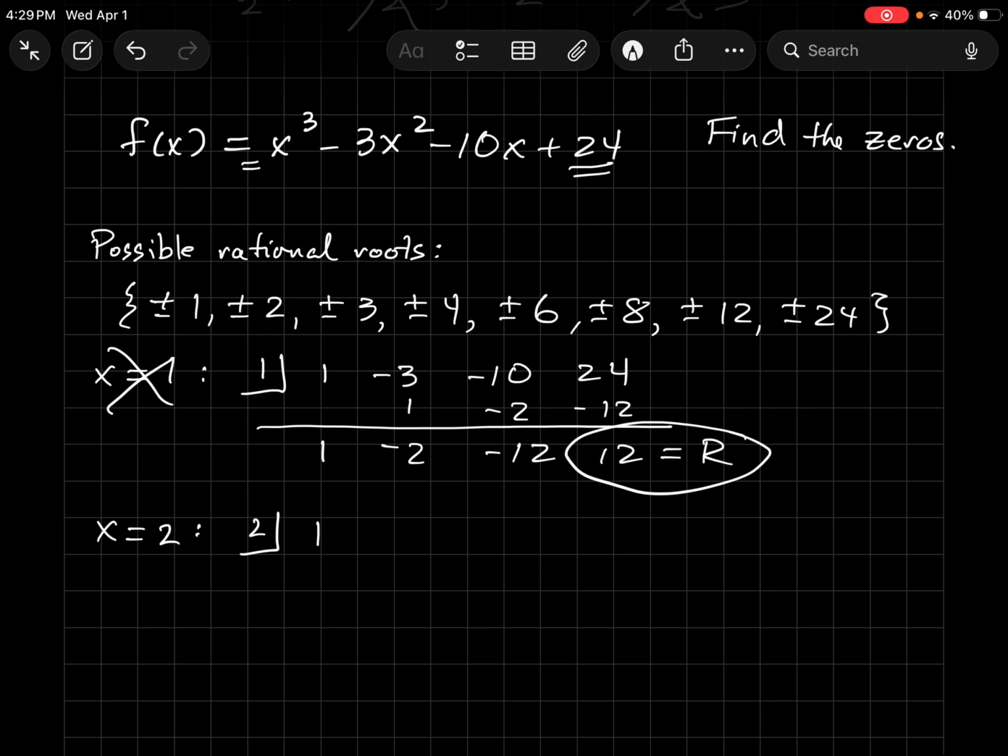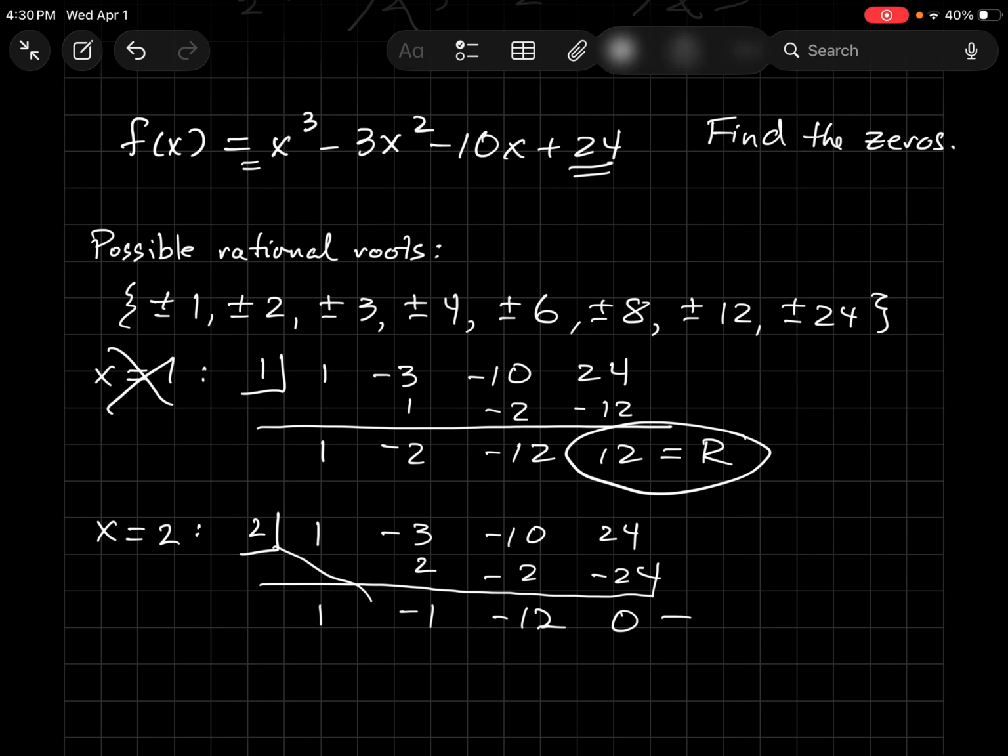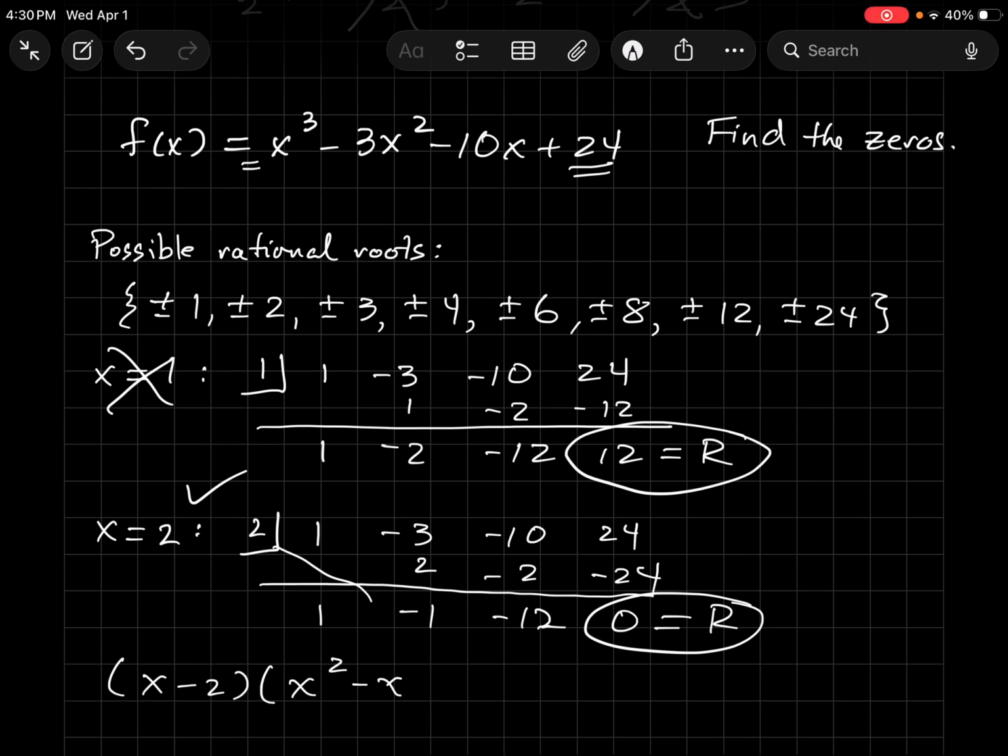We'll do the same thing, but put the 2 up in the box. Place our coefficients down. If you're not following along with synthetic division, just go back and watch the video that I put out on this. Then we'll put the 1 down, then 2 times 1, place it there, add, multiply, place, add, multiply, place, add. We get a remainder of 0. So x equals 2 is a solution. Not only that, I know that it's a factor, and what's left over is x squared minus x minus 12.